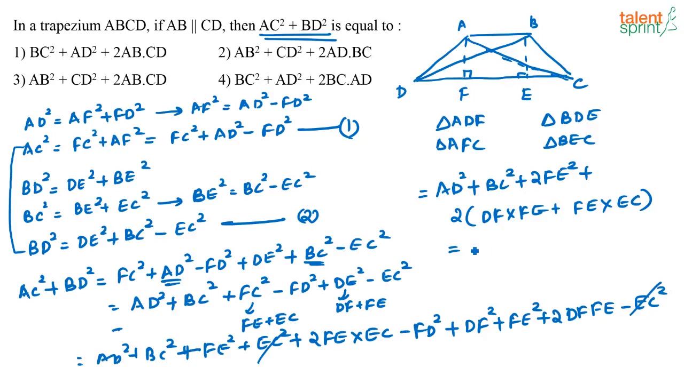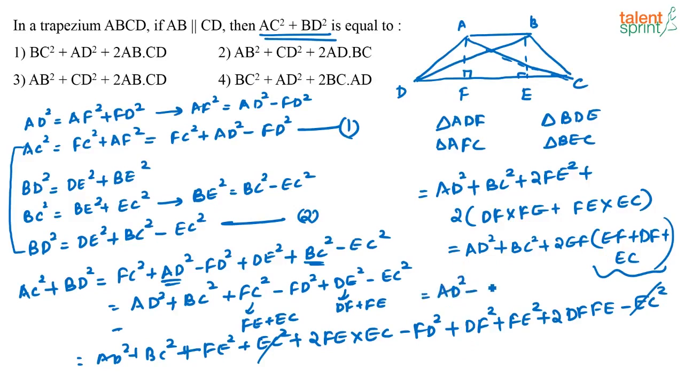So if I take this FE as common from all the terms, I will have AD squared plus BC squared plus 2EF into EF plus DF plus EC, right? All this adds together to DC, right? So the answer that I get at this point is AD squared plus BC squared plus 2EF into DC. Now what is EF? EF is nothing but AB. Sorry for the way I have written. So this is the final answer that you get. That will be option A, right?